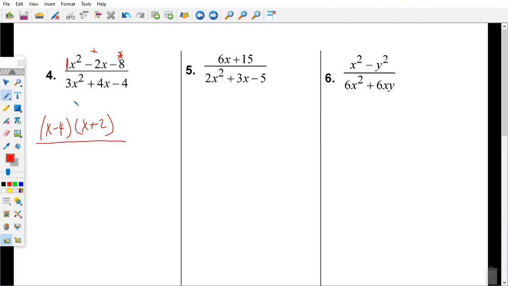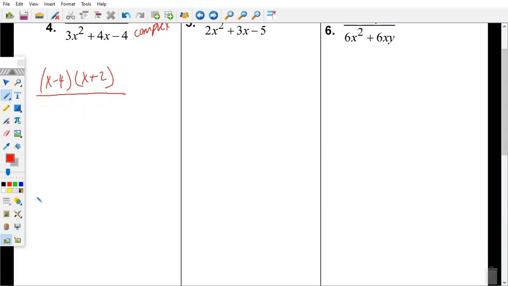Okay. The denominator is not simple. It is a complex. Okay. And when you have complex, that means you need your x. So we gotta do the x. So we have 3 times -4 is -12. And what is our middle term? 4. So we're asking ourselves what multiplies to give us -12, but adds to give us 4.